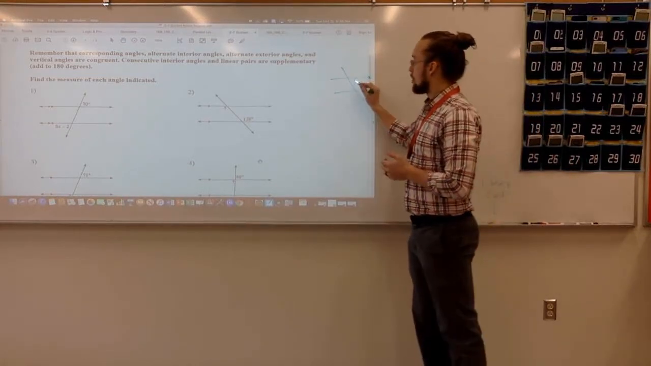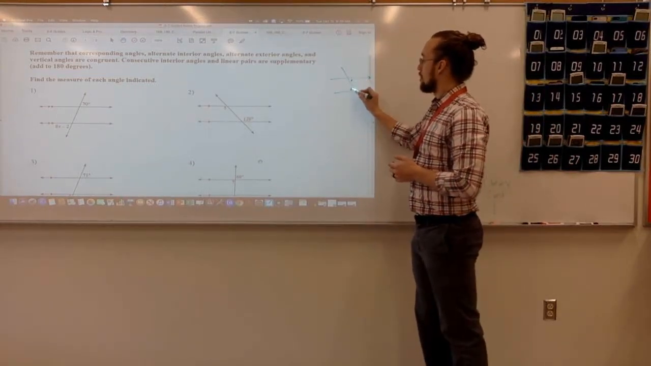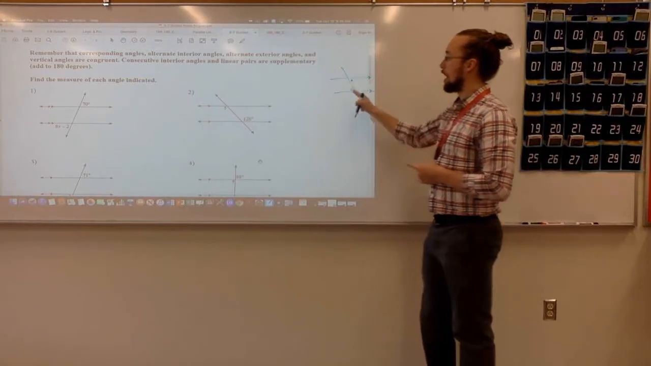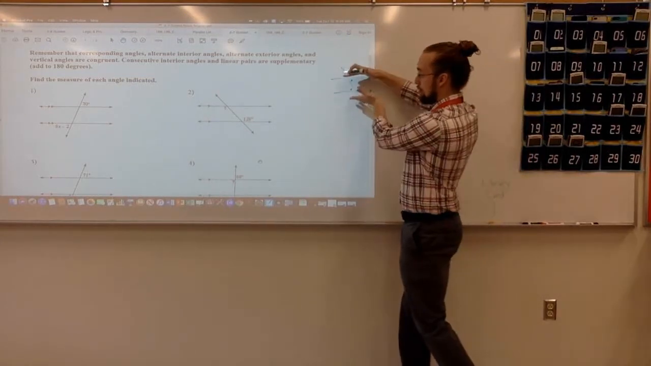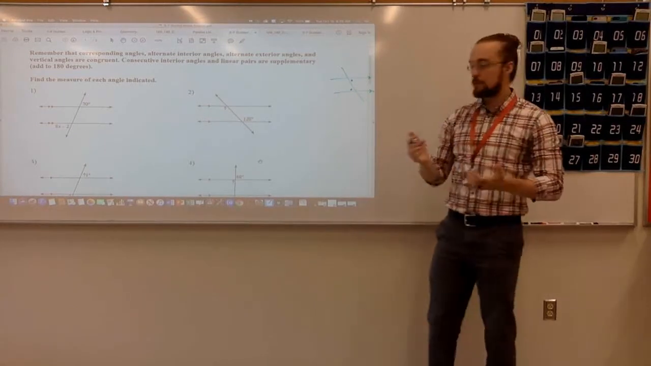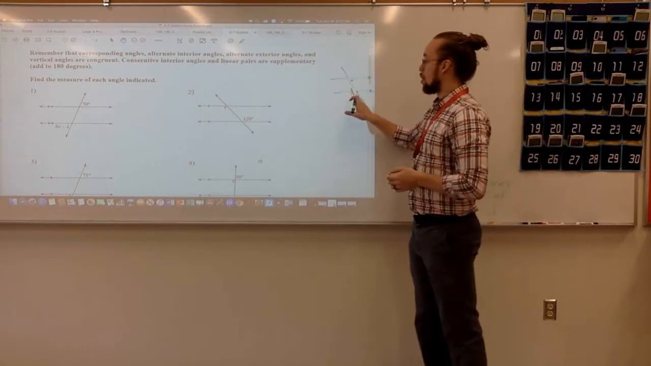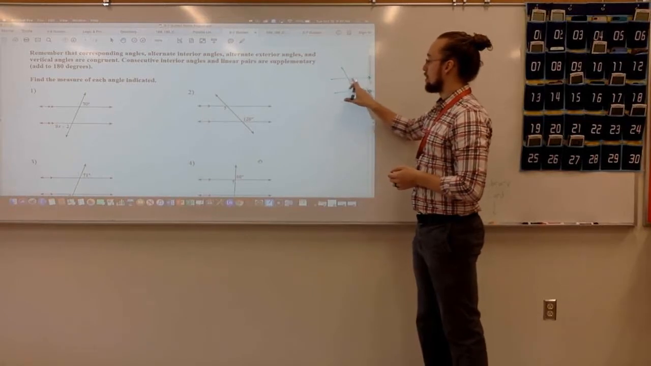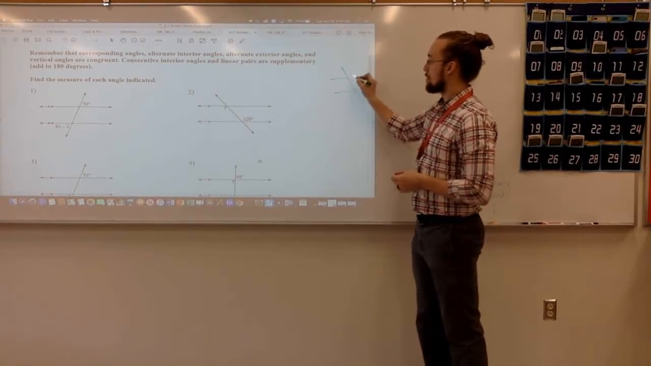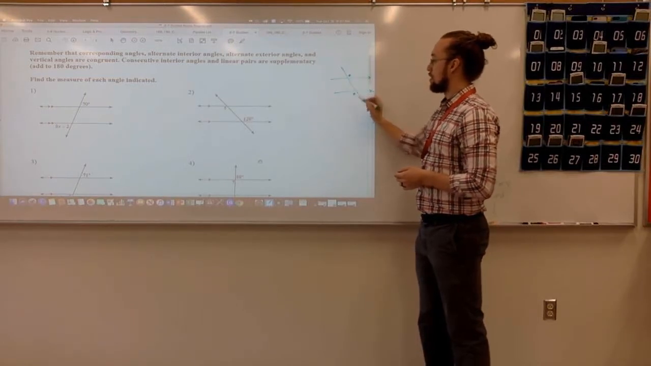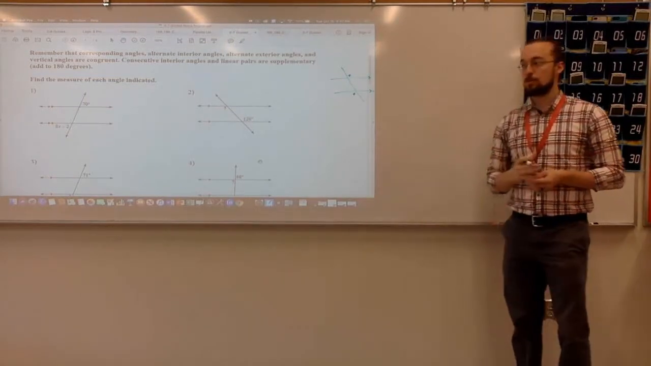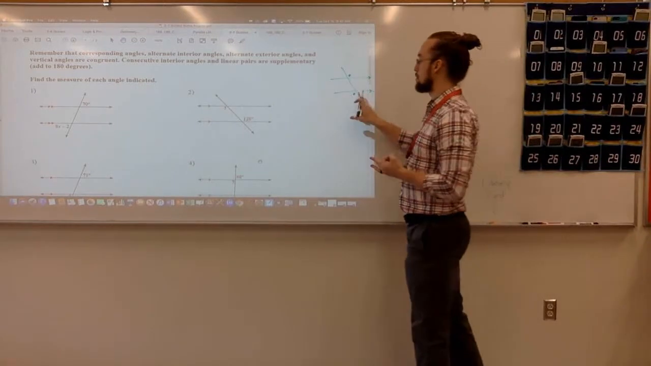Alternate interior then, remember, are angles that are on opposite sides of the transversal. That's the alternate part. And then interior on the inside of my two lines. Alternate exterior then, okay, is opposite sides of the transversal, but on the outside of my two lines. Okay, and all three of those relationships, the angles are equal.